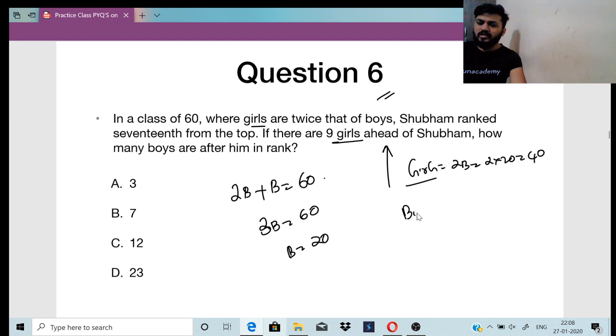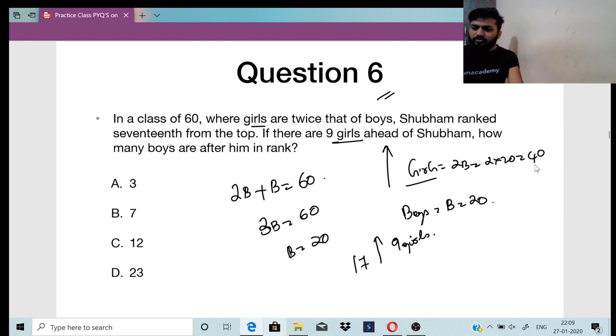And how many boys will there be? Boys is just b, which is 20, right? 40 and 20. So what is Shubham's rank? Shubham's rank is 17 and 9 girls are ahead of him. If 9 girls are ahead of him, do 17 minus 9. What is 17 minus 9? 8, right? So 8 boys are ahead in this rank. So below him it is 20 minus 8, 12.